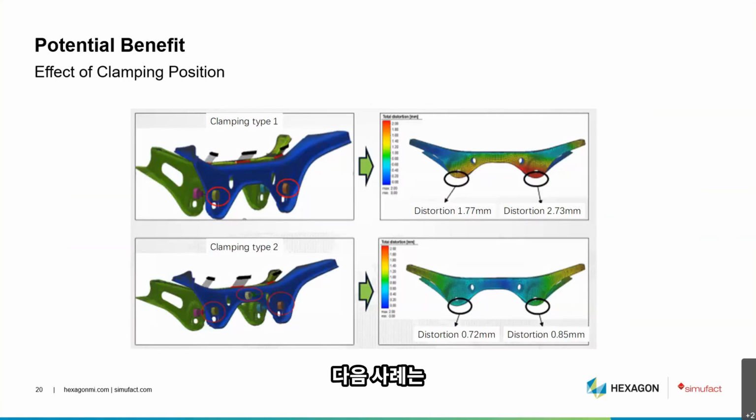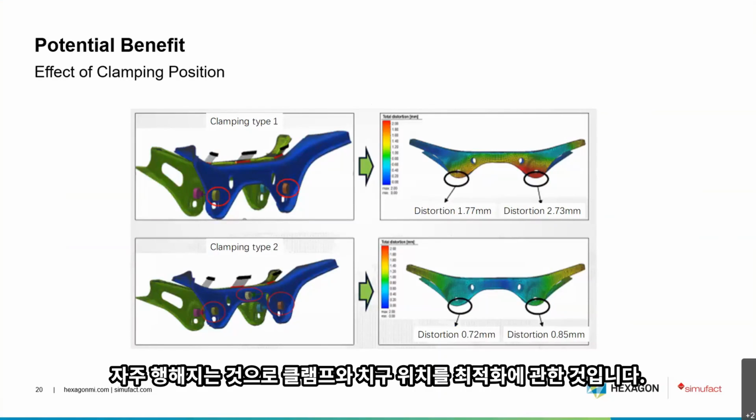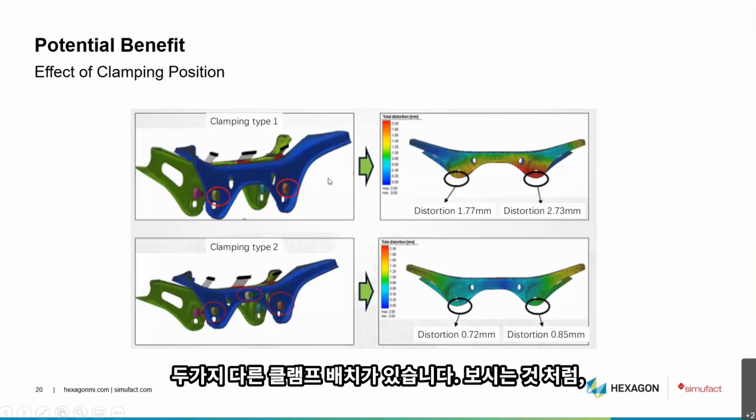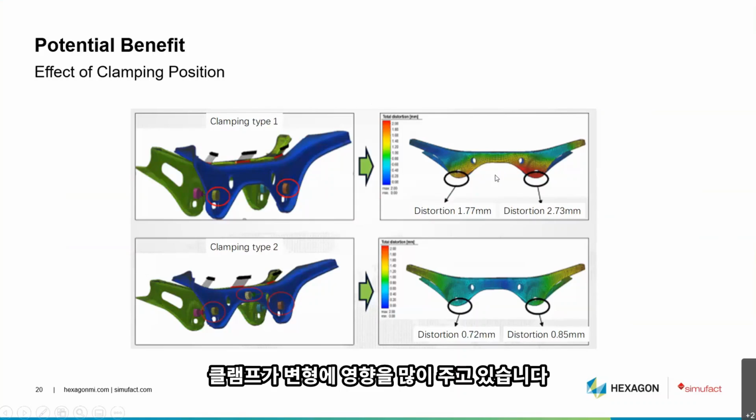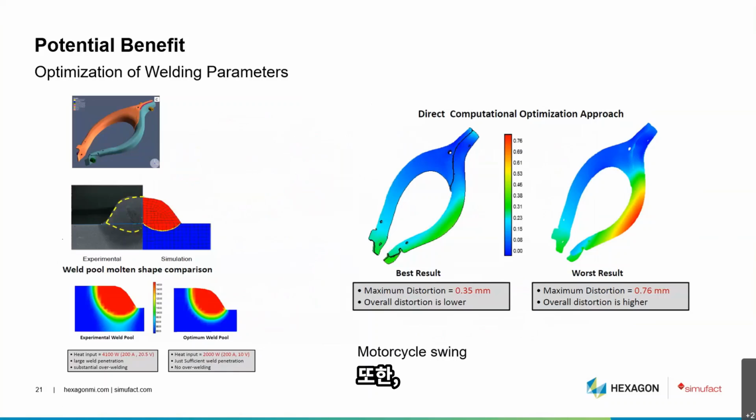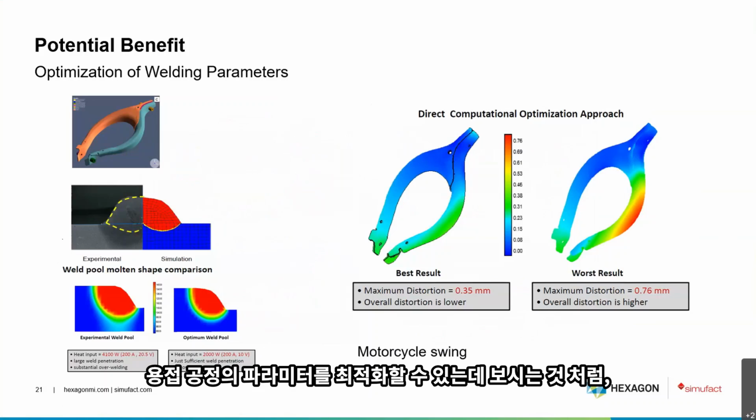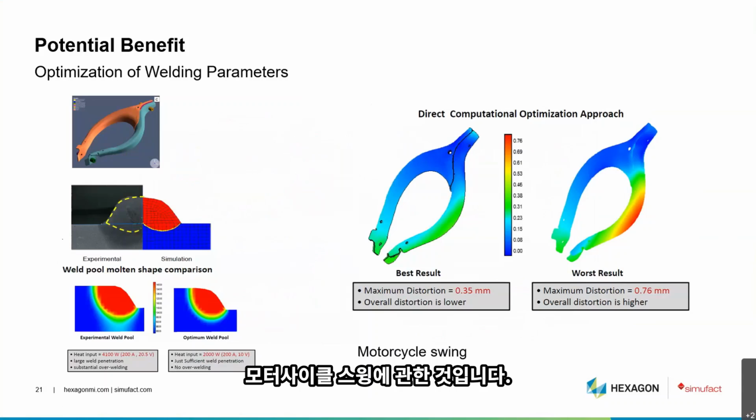This is an application use case which is very often done: to optimize clamping of fixture positioning. So we have 2 different configurations here, with an additional clamping, and you see here that this affects the distortion significantly. But also the parameters of the welding process itself can be optimized.